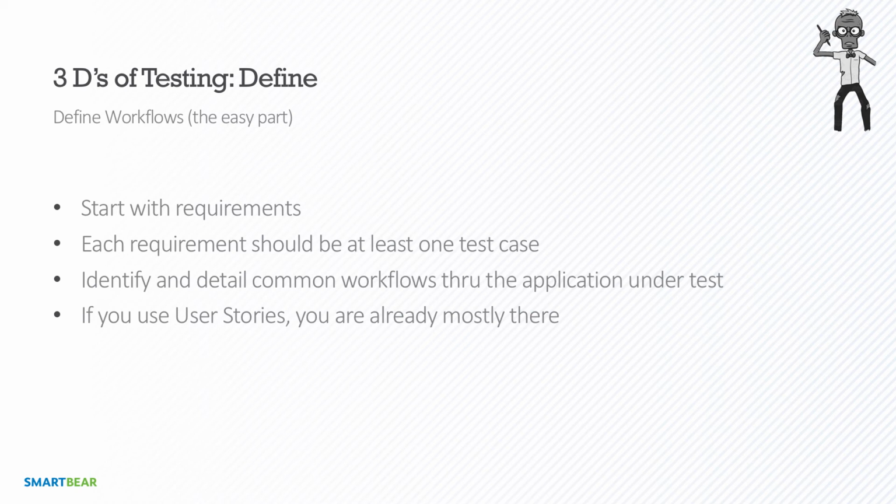And the first part is kind of the easy part, right? It's defining your workflows. You need to start with your requirements, which we've talked about. As we said, each requirement should have at least one test case. You need to be able to identify your common workflows throughout your application under test. And it's kind of funny, we heard this crop up the first time we did this webinar earlier this morning as well: this concept of user stories. So if you're already using user stories, you're already mostly there.